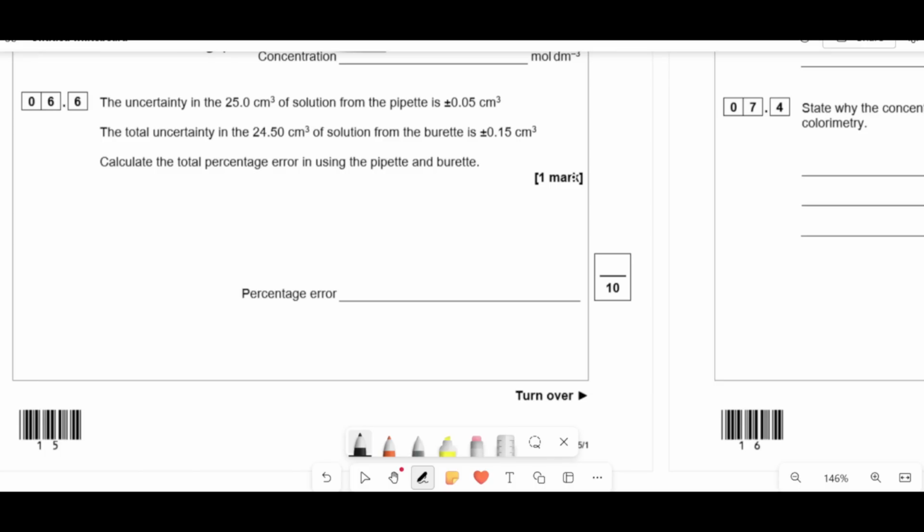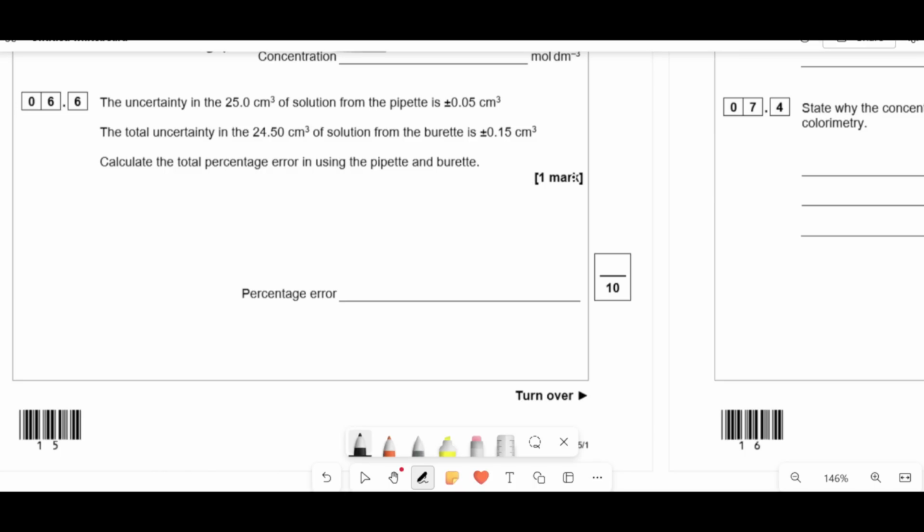So the uncertainty in this 25 centimeter cube solution, the total uncertainty of the solution from the burette: calculate the total percentage error using the pipette and burette. Okay, when you're multiplying and dividing quantities, you have to use the percentage errors, as in you have to add them together. You don't subtract them, you add them. If you use a measurement and use another measurement, combining their percentage errors means adding them.